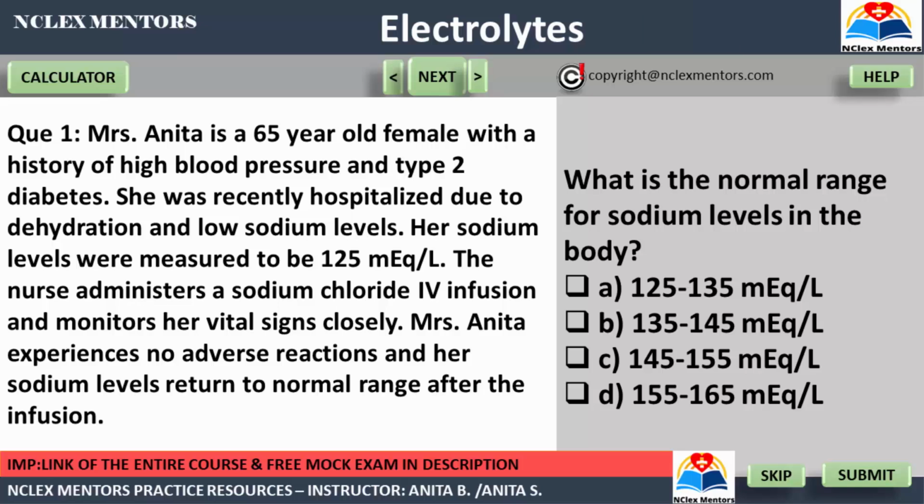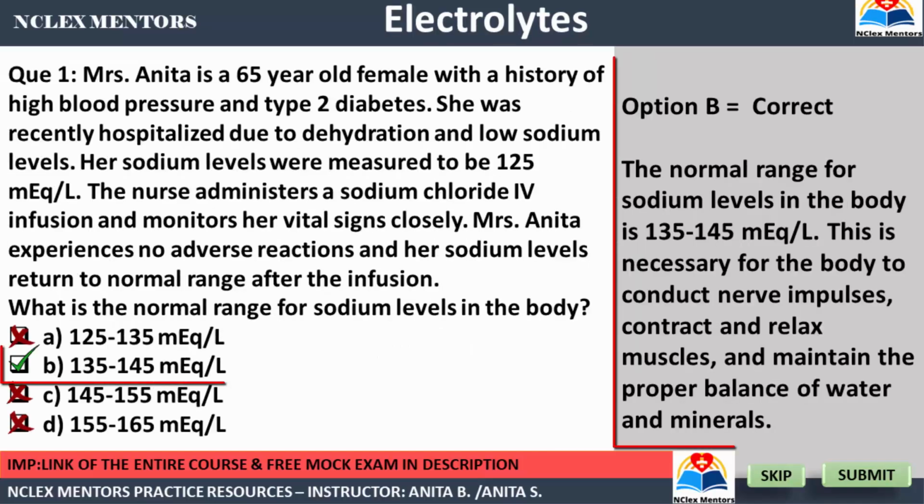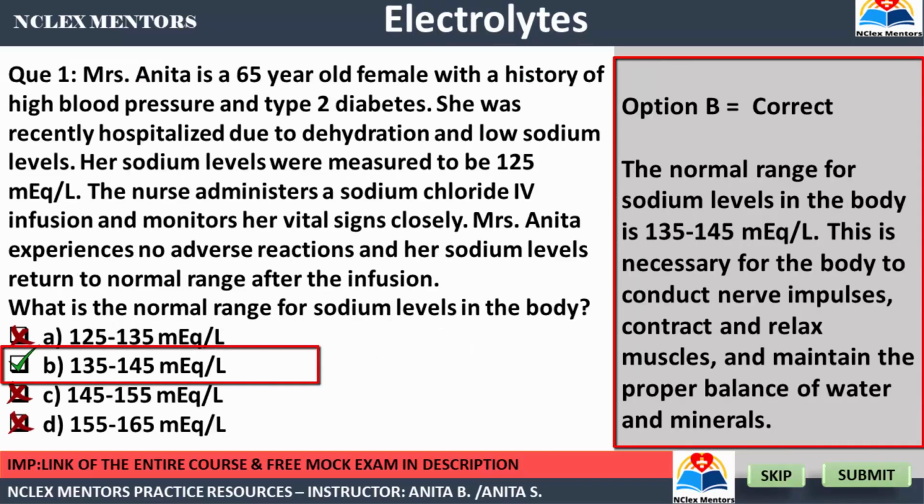All right, let me reveal the right answer to you. The correct answer is B, or 135 to 145 milliequivalent per liter. The normal range for sodium levels in the body is 135 to 145 milliequivalent per liter. This is necessary for the body to conduct nerve impulses, contract and relax muscles, and maintain the proper balance of water and minerals.